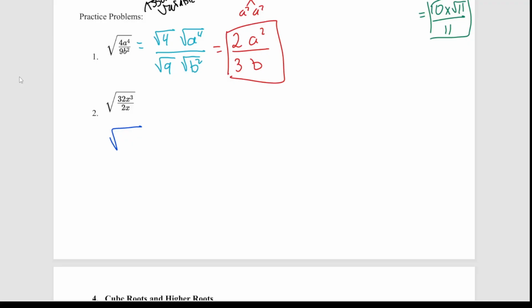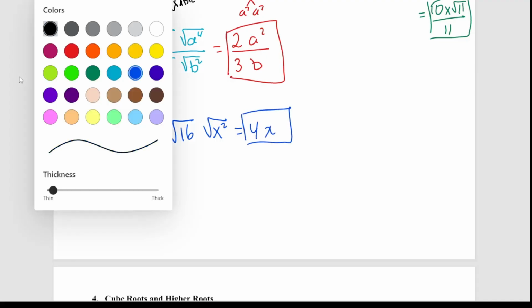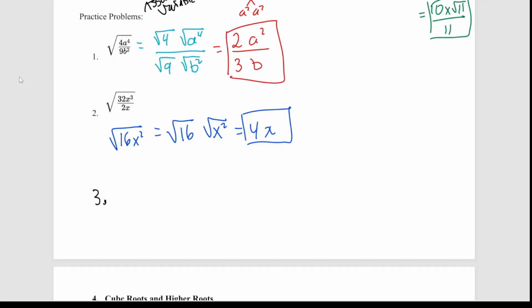So 32 divided by 2, that's going to give us 16. X cubed divided by x will give me x squared, and then I can break that into the square root of 16 times the square root of x squared. Square root of 16 is 4. Square root of x squared is x. So on a lot of these, that wasn't actually necessary. Let's go ahead and write one more, though, where maybe it is necessary.